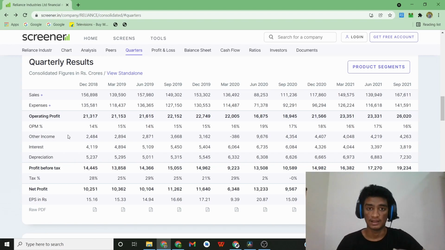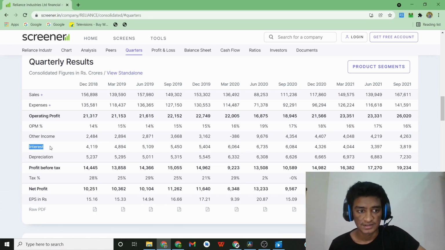So, for example, additional income through rent or through royalties or sale of capital assets that the company owns. Any additional income other than its main business that a company makes is coined under other income. So, you can see here the company made other income of 2,484 crores in December 2018, and in the latest quarter, it has had an additional income of 4,263 crores. So this is simply additional income that the company makes apart from its main core business. Okay.